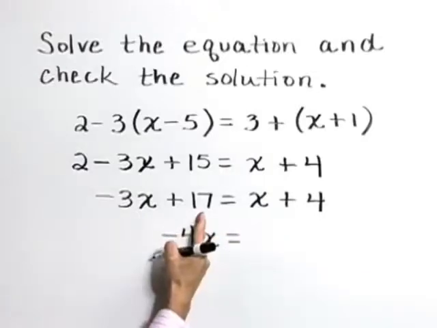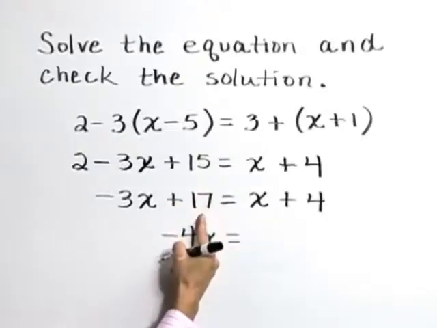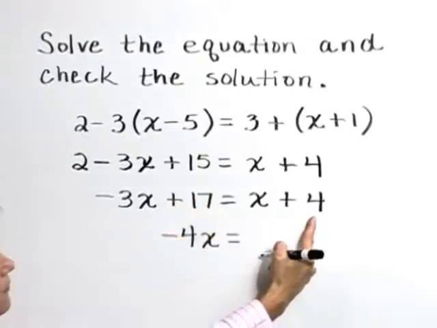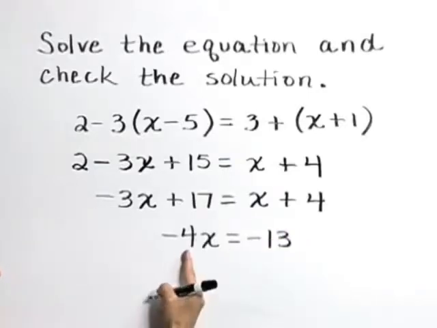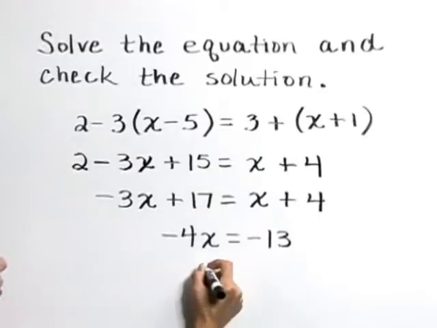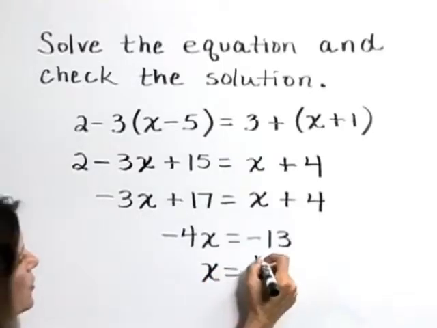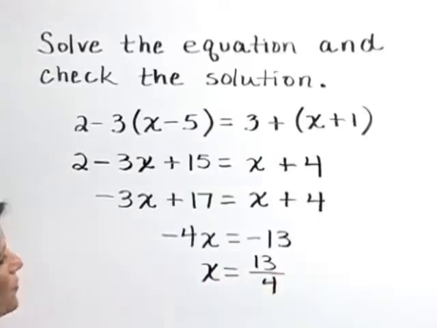And at the same time, I'm going to subtract 17 from both sides, canceling it on the left, and on the right, 4 minus 17 is a negative 13. As a last step, divide both sides by negative 4 to get x is equal to 13/4. Now let's go ahead and check that solution.